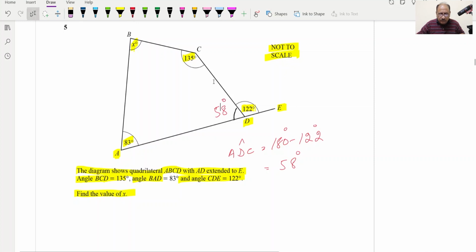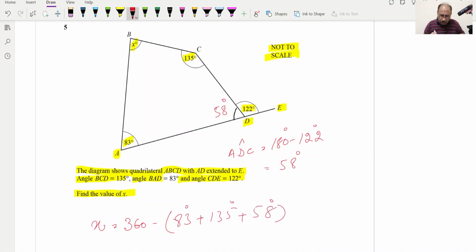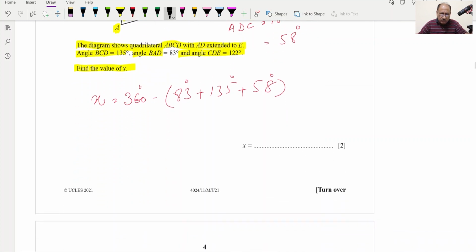After finding this 58, now we can write the equation. X will be equal to what? X will be 360 minus the rest of all angles. We can add 135, 83, and plus 58, and these are all degrees. And now we can simplify this.